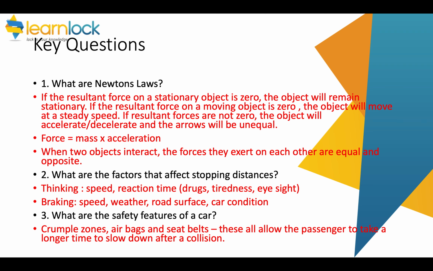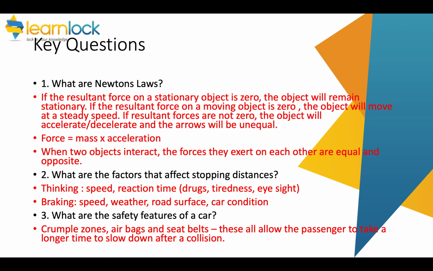What are Newton's laws? If the resultant force on an object is zero, the object will remain stationary. If the resultant force on a moving object is zero, the object will move at a steady speed. If the resultant forces are not zero, the object will accelerate or decelerate. Force equals mass times acceleration, and when two objects interact, the forces they exert on each other are equal and opposite.